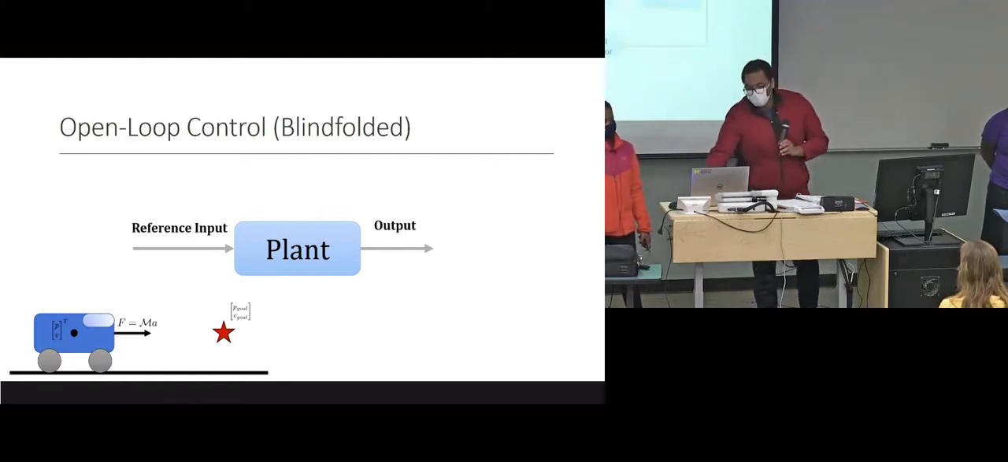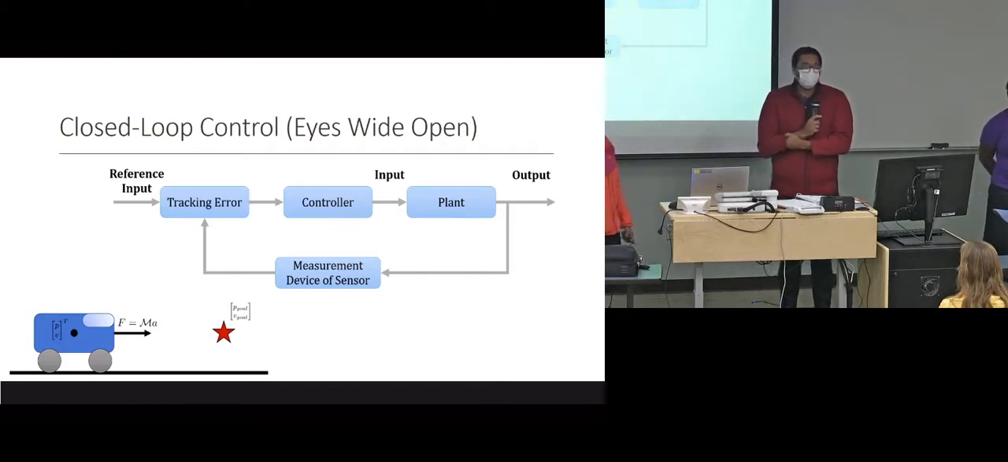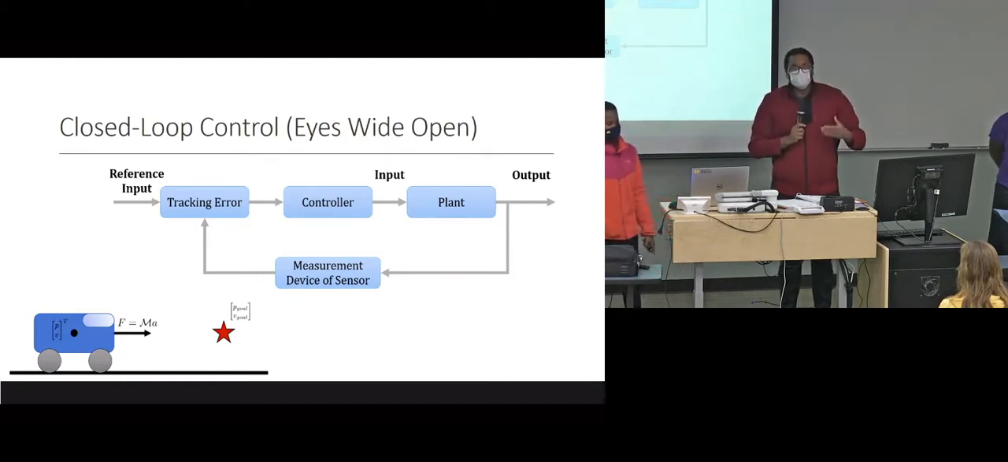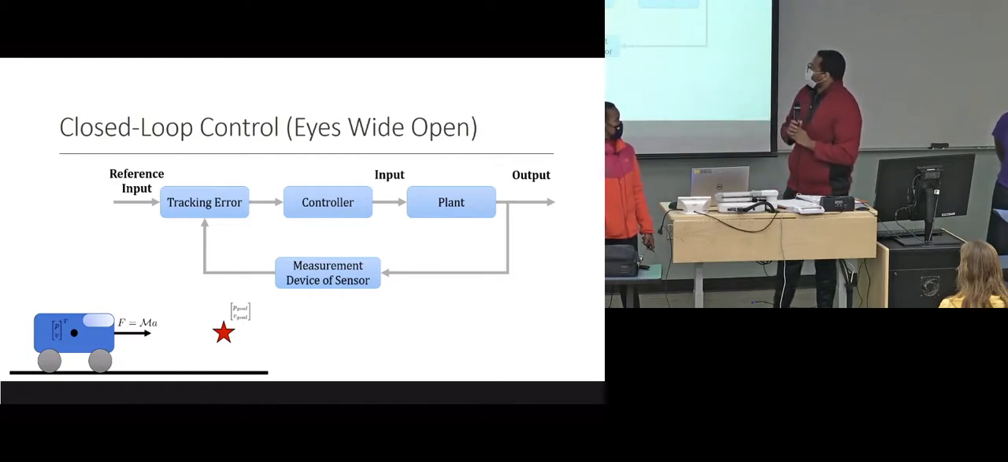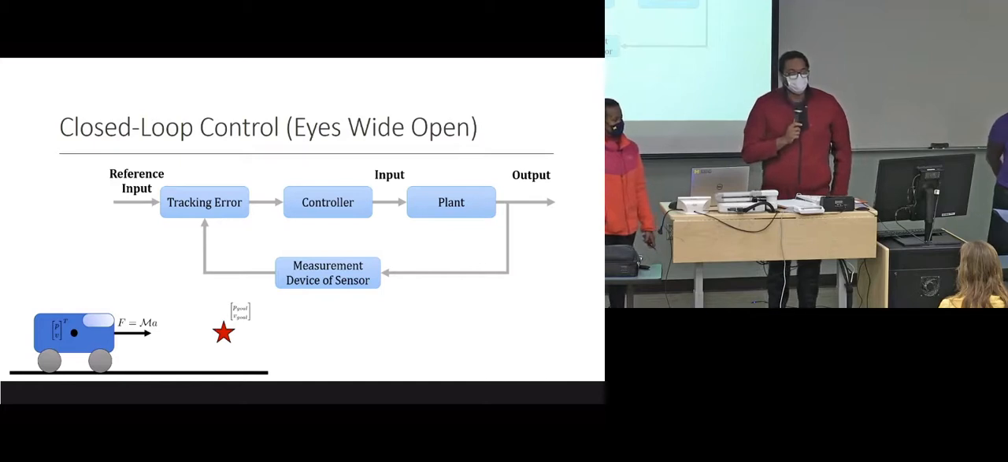And so that leads you into what's called closed loop control, or eyes wide open control, where if you always have your eyes on the environment, you can always recalculate the throttle force that you want to apply to the car in order to get it from point A to point B. This is just a high level image, and you'll be able to explore this in the project a little bit more.